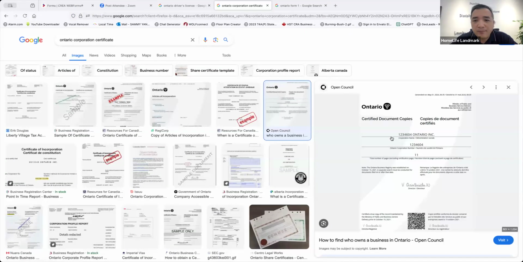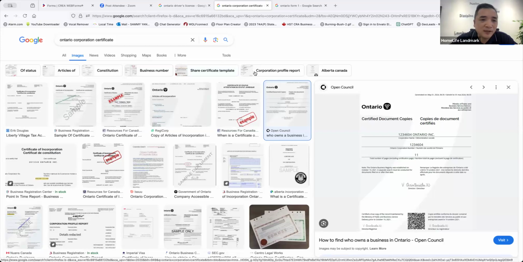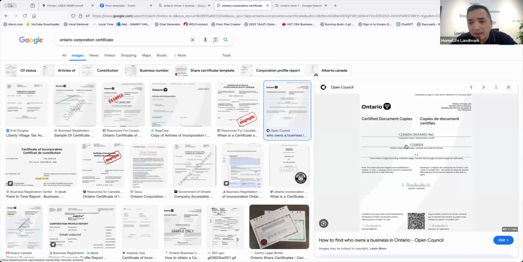So we can quickly search for the Ontario Corporation Certificate. Most of the time we need to get this number, the Ontario corporation number, or it's from the federal government. You can search and see. Most people use an Ontario corporation, registered with Ontario, because an Ontario corporation only registers once. It will be valid forever until you close it.